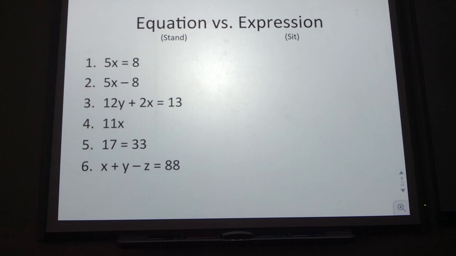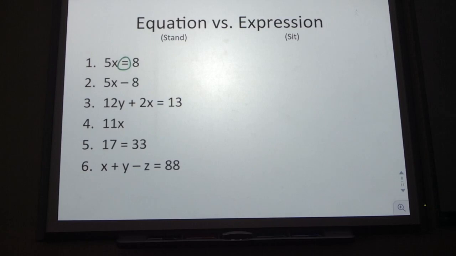Cool. Okay, why is it an equation? Very, very simple way to prove it: an equal sign. Okay, next one, number 2. Sit if you think it's an expression. Stand if you think it's an equation. Okay, number 3. Getting moving, aren't we? It's like I planned it, huh? Okay, what about number 4? Number 5. Okay, how are you going to prove this one?